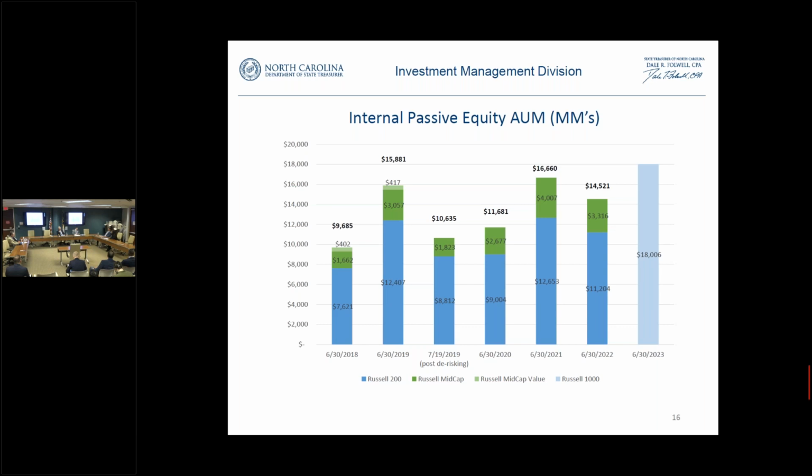Is it safe to say for my public purposes that the 18 billion is over the 115? It's not over the total amount that you manage? Is there anything in the 18 billion that's not in the pension system? No.